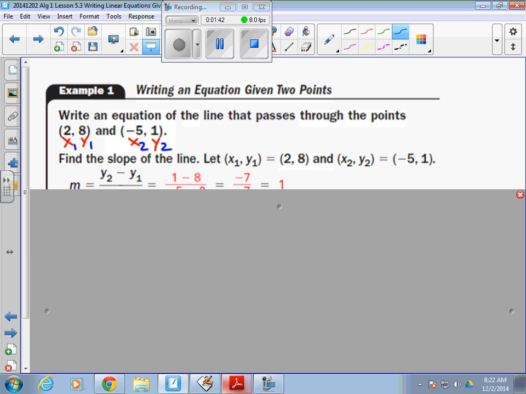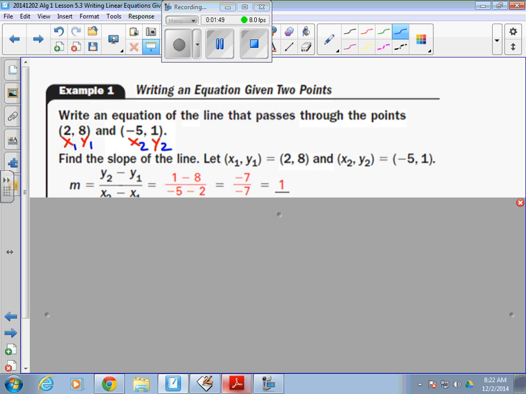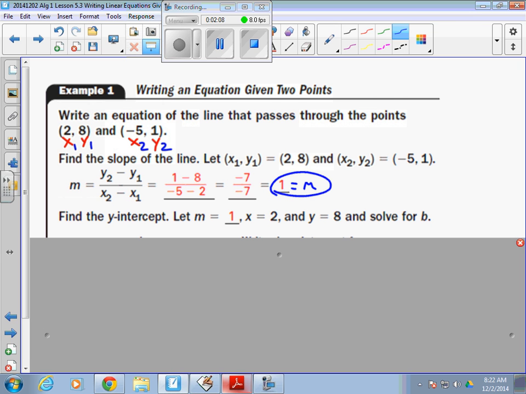1 minus 8, that's what's on top. 1 minus 8 is negative 7. Over x sub 2's value, in this case negative 5, minus x sub 1's value, which is 2. Negative 5 minus 2 is negative 7. Negative 7 over negative 7: a negative divided by a negative is a positive, and 7 divided by 7 is 1. So your m value, your slope, in this case is 1.